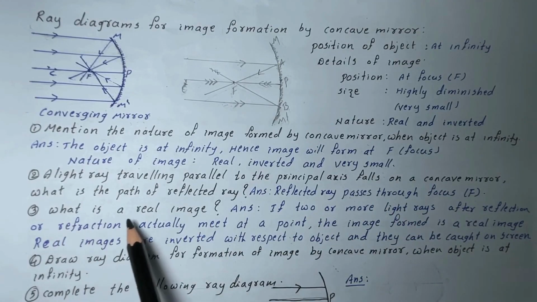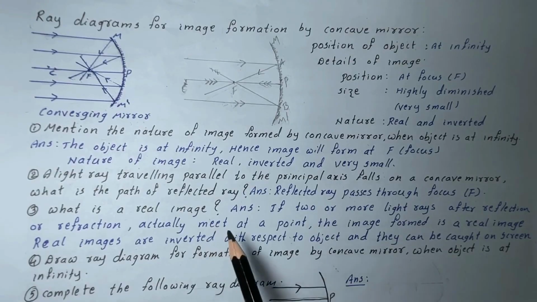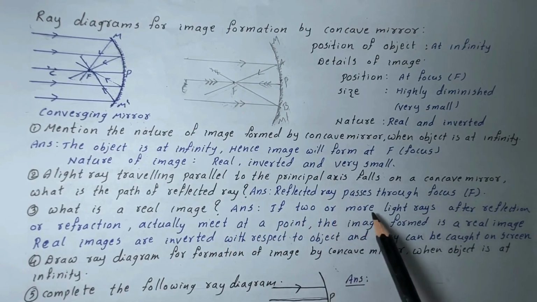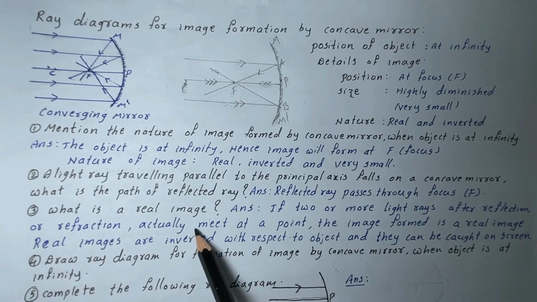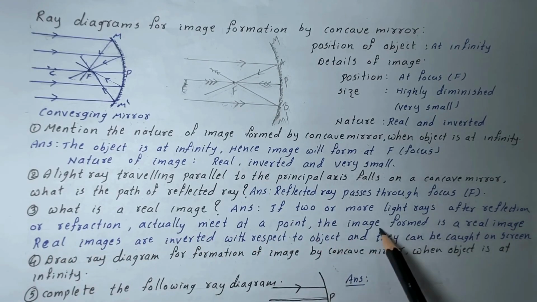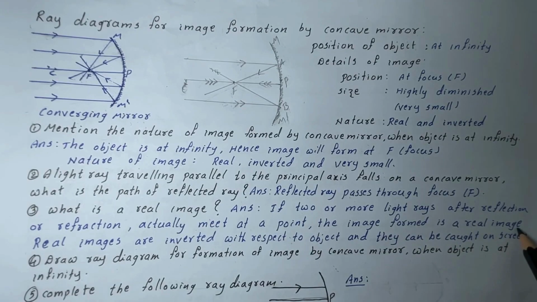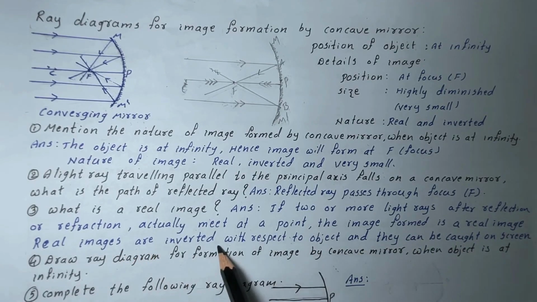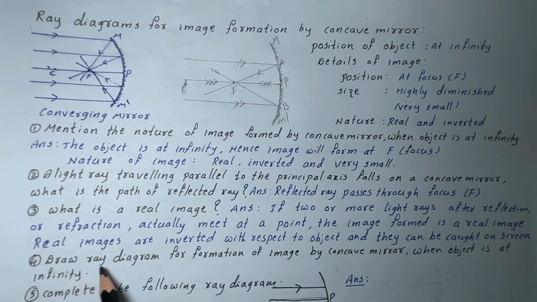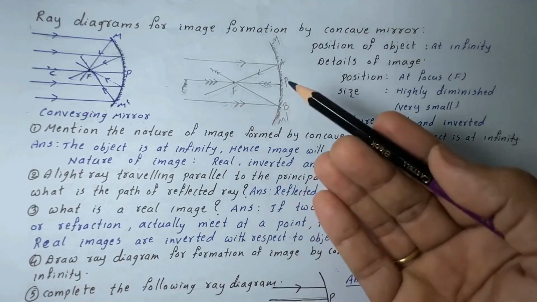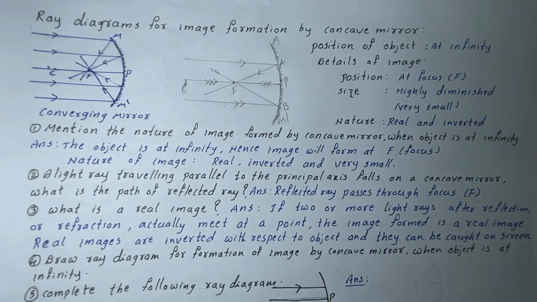Third question, what is a real image? Our answer is, if two or more light rays after reflection or refraction actually meet at a point, the image formed is a real image. Real images are inverted with respect to the object and they can be caught on a screen. Fourth question, draw a ray diagram for formation of image by a concave mirror when the object is at infinity. This ray diagram is our answer for this question.